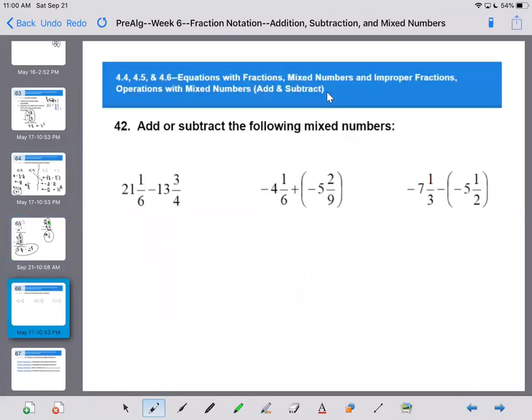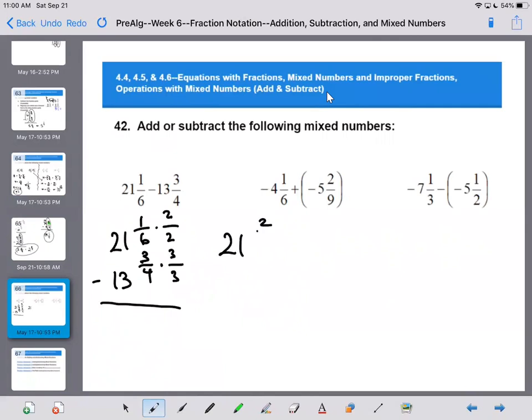So let's look at some where we're subtracting with integers. So I've got 21 and 1/6. Subtract 13 and 3/4. So I do not have the same denominators. So what I want to do is just recreate that. I want to find my LCM, okay? So 6 and 4, we're going to get to 12. So this will be 21 and 2/12 and 13 and 9/12.